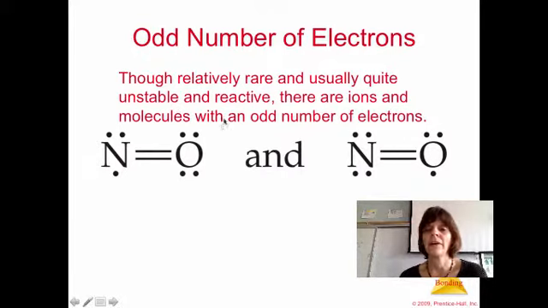Relatively rarely you can get an odd electron. They're very unstable and very reactive, so they don't last very long, but they do exist. So nitrogen oxide, nitrogen monoxide, for example, is one. And it's a resonance structure between these 2 options. Notice how the nitrogen in this case has 7 and the oxygen in this case has 7.